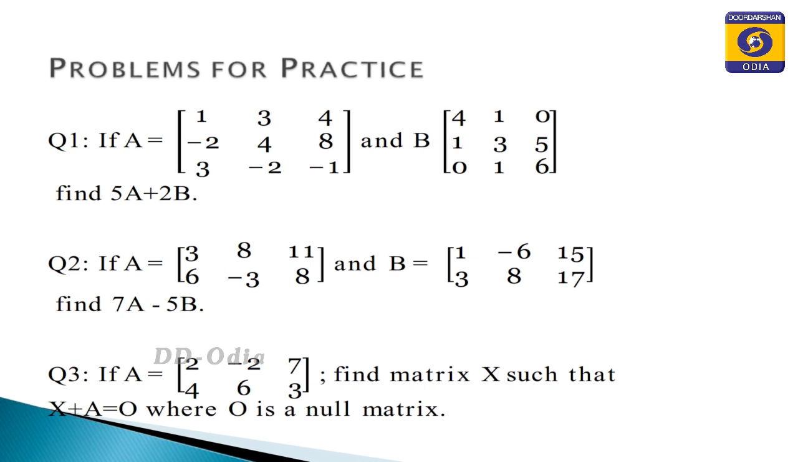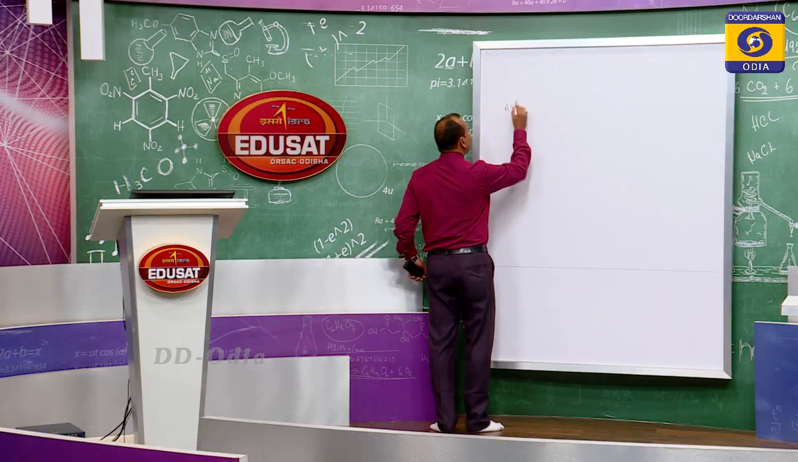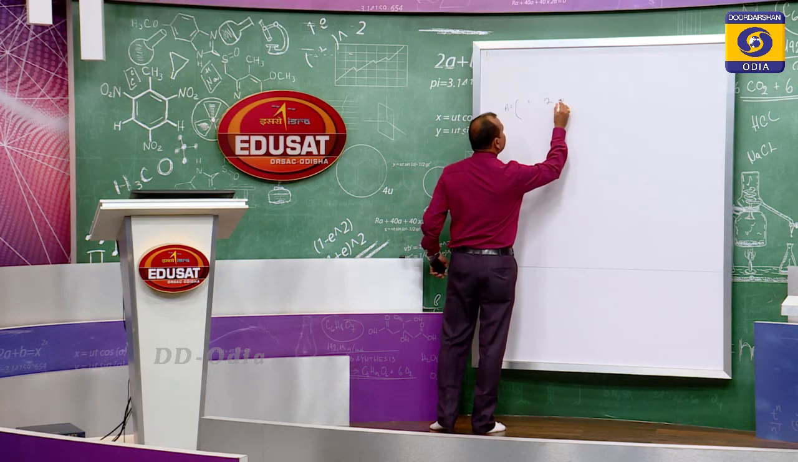Problem for practice. This is the problem given for you for your practice. Here, as an example, I work out one of the problems. Suppose number 5 is given, A is a matrix 1, 2, 0, 4.